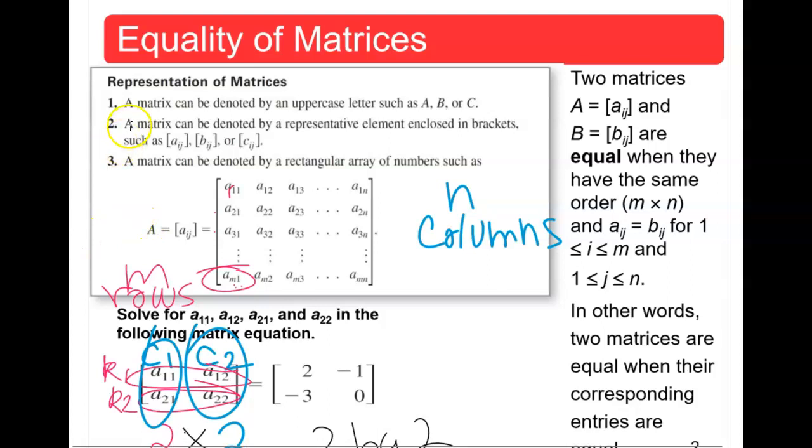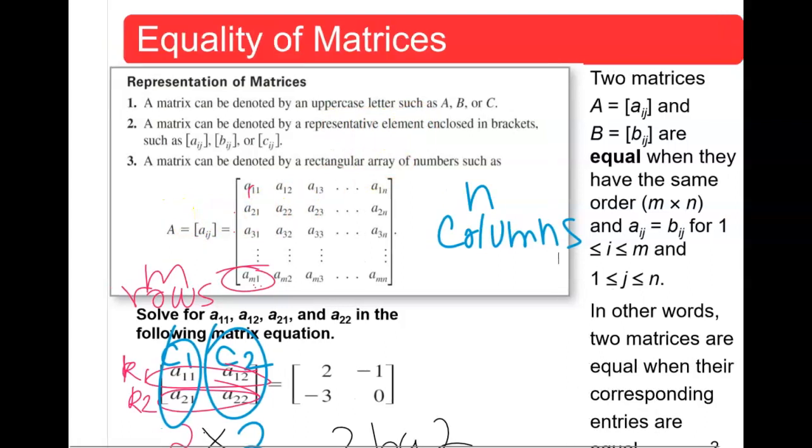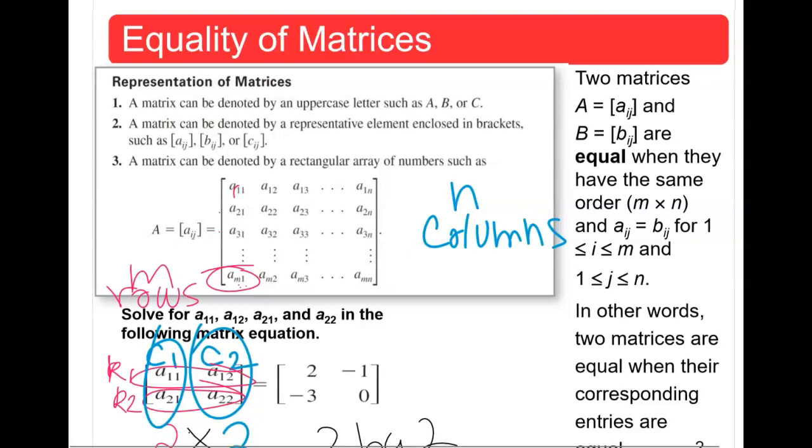So going back here to the representation of matrices, we could use other uppercase letters, B or C or M or I. We will be using that. And a matrix can be denoted by a representative element, so that would be what we had here, and then the uppercase is to denote the matrix. And then we can have all the numbers there. Now, remember it says here rectangular array. So rectangles, as I told you, also include squares.